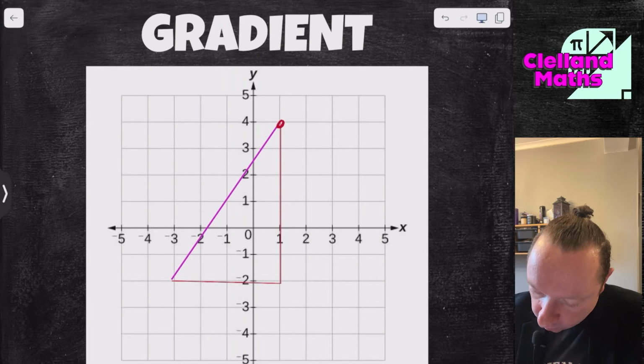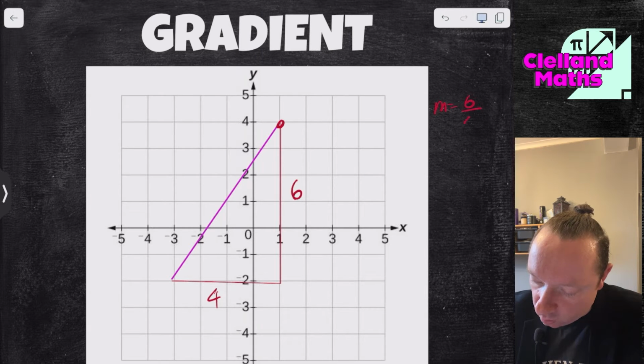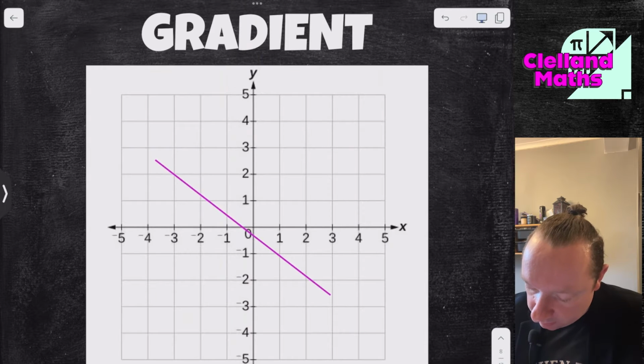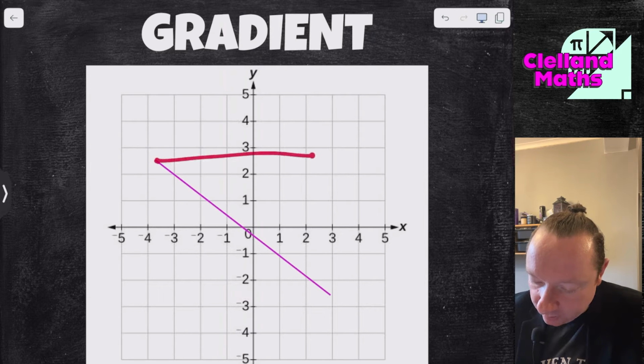1, 2, 3, 4, 5, 6. So as long as it's going up in ones, we can count the boxes. 1, 2, 3, 4. So our gradient for this one is 6 over 4, which is 3 over 2. What about if I draw a line like this, where it's not really ending at the corner of a box, so I can't count from here going a long way?